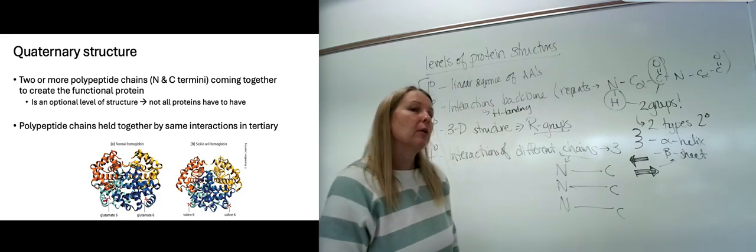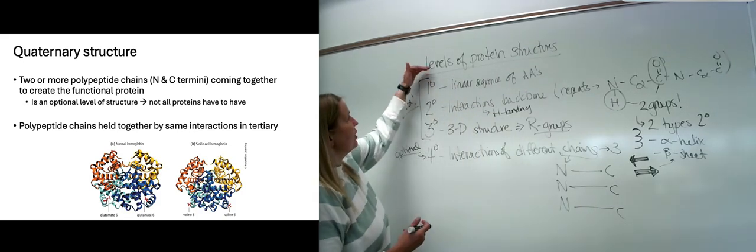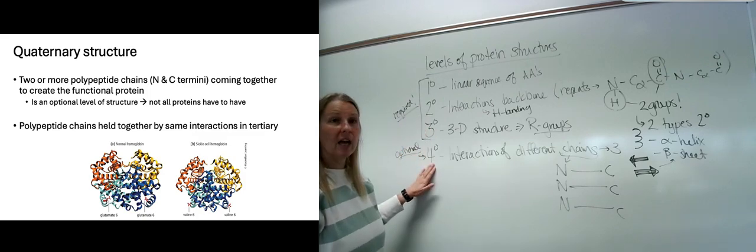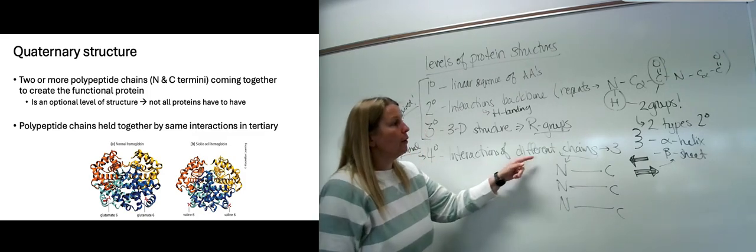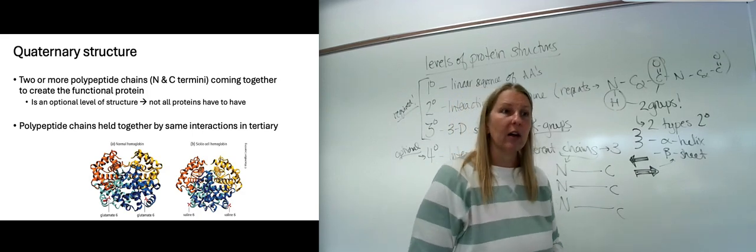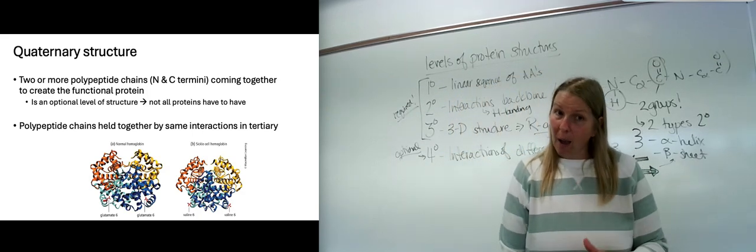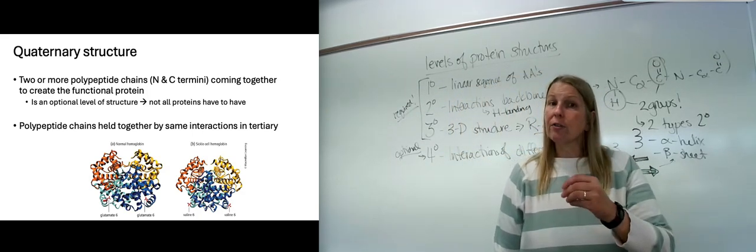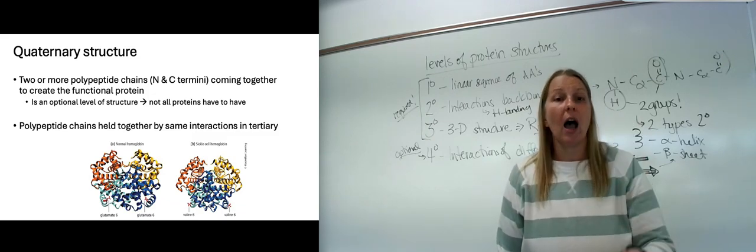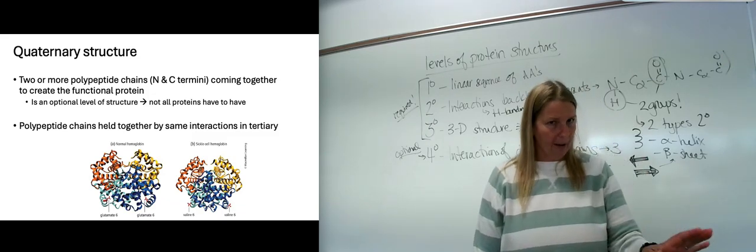Okay, so going back to our 4 levels of protein structure. So we've done primary, secondary, tertiary. We're now going to talk about quaternary. Quaternary is where you have 2 different polypeptide chains, meaning N-terminus to C-terminus, coming together. Now again, this is optional. It is required for proteins that need it to do their job. But if a protein does not need this to do its job, you don't have to.